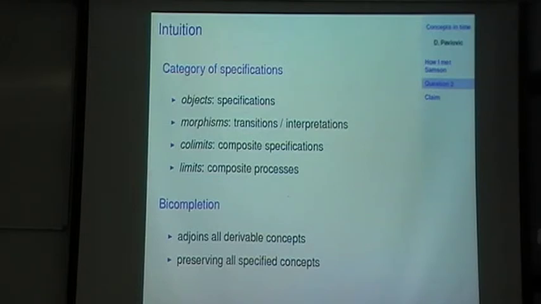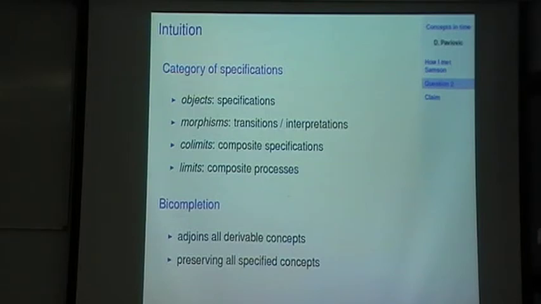And what this says is that if I have some concepts which I have captured by co-limits in this framework of specifications, where I specify some of my knowledge and some of my implementations, then I cannot conservatively extend this thing by adding all the derivable concepts while preserving all the concepts that I have specified.